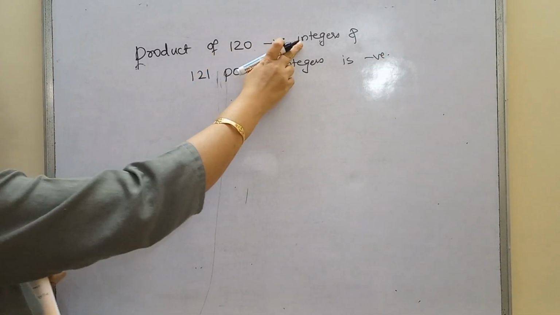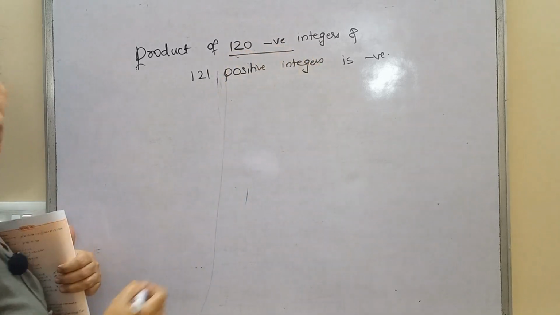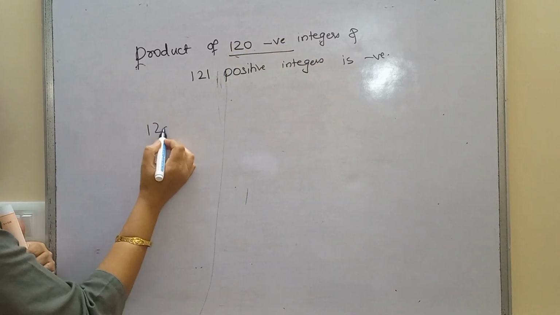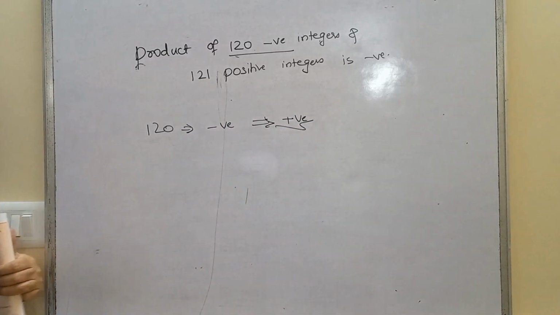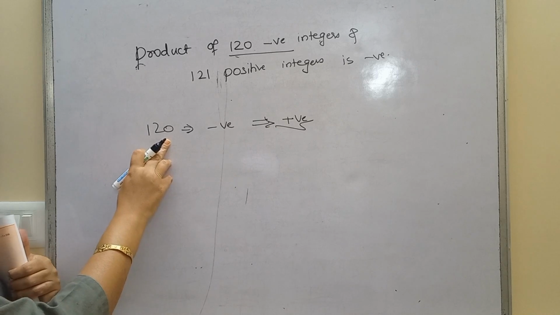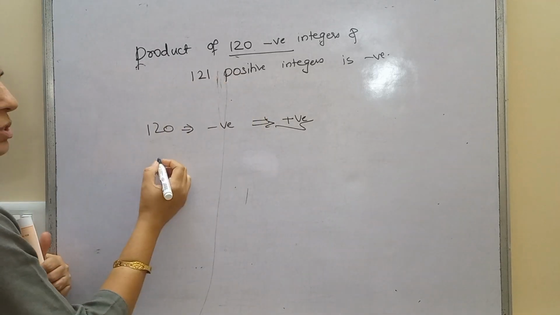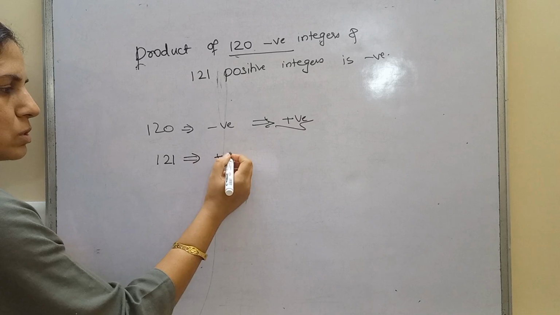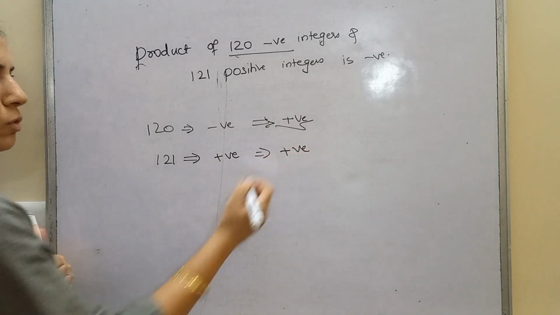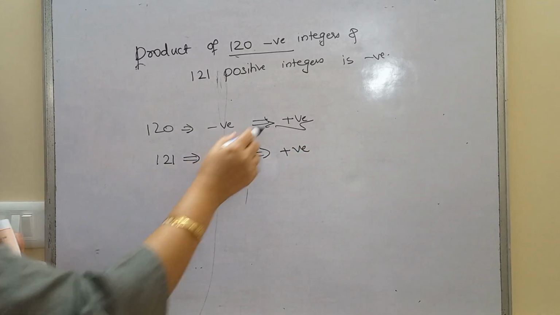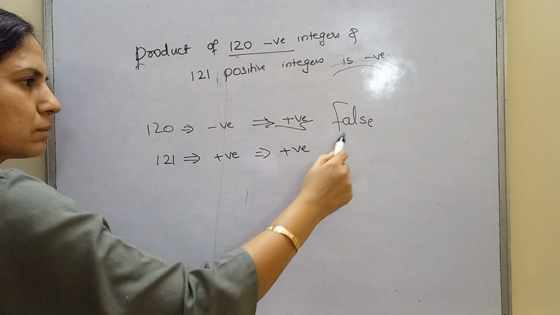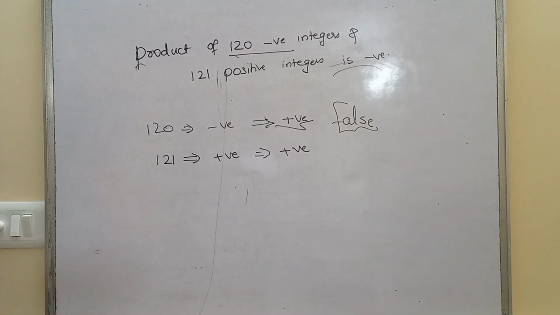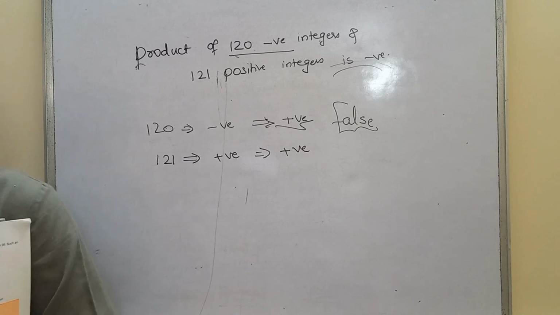A product of 120 negative integers. Is 120 odd or even? 120 negatives will make it positive, because the number is even here. 121 positive numbers will make it positive only. So here they are asking whether it will be negative. The answer is false. The answer would be positive. Come on, let's see the next question.